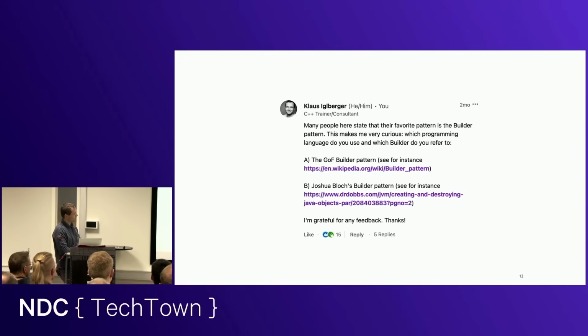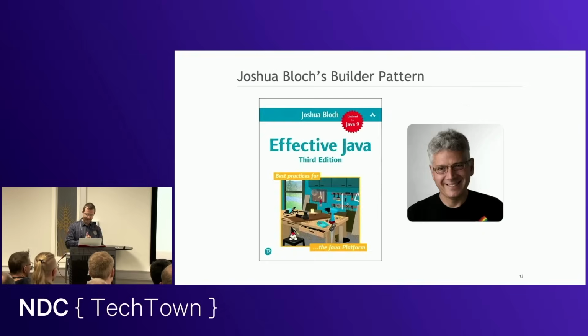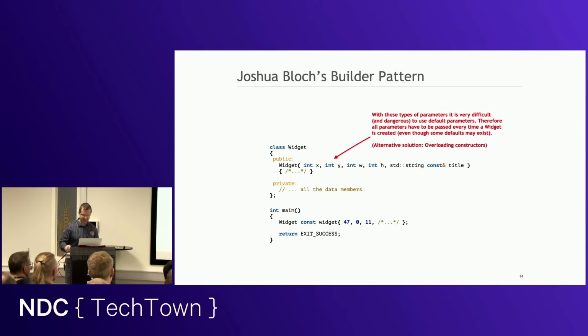Unfortunately, you see only 5 people replied, but at least these 5 answers consistently said that actually they were thinking about the B, Joshua Bloch's builder pattern. So if you've not heard about this, this is a pattern that was first described in the Effective Java book many, many years ago. Now, I don't want to present any Java code, so I translated this into modern C++ to give you a little bit of an example.